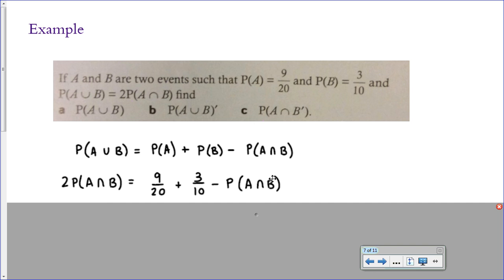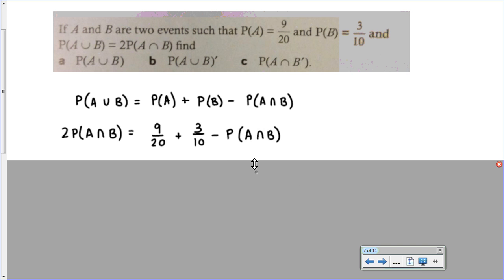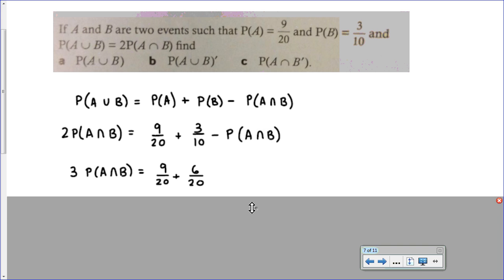Now you can see we only have one variable remaining. It's on both sides of the equation. It's the probability of the intersection of A and B. There's 2 of them on the left and there's -1 of them on the right. And so I can add the one from the right over here to the left. That'll give me 3 probability of intersection A and B equals 9/20 plus 6/20. I just gave that a common denominator.